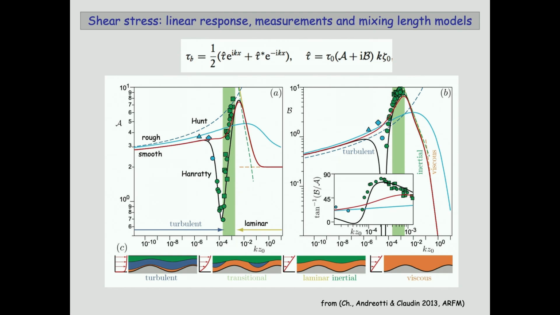And then people tried to model this response. Mixing length models have been used to determine the bed shear stress, that is the component A, which is in phase with the displacement, the elevation of the bed, of the wall, and B, which is in quadrature. And here you have the plot of A versus the wave number normalized with some equivalent bed roughness, and here you have the component B.